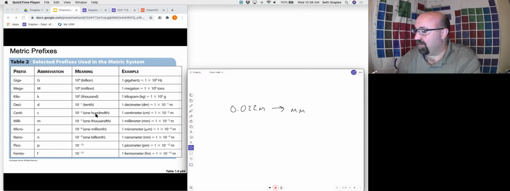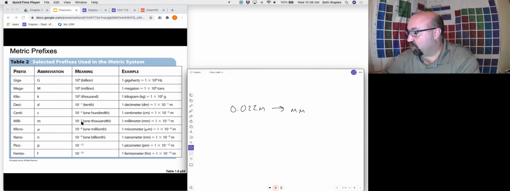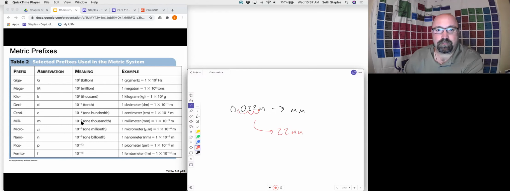Our number is going to get larger because we're going from a larger measurement of meters to a smaller measurement of millimeters. We look at our metric conversion chart. Our exponent for milli is 3. That tells us that we're going to move our decimal point by 3 places. Here's our decimal point right now. We're going to move it 1, 2, 3 places. There's our new decimal point for an answer then of 22 millimeters.